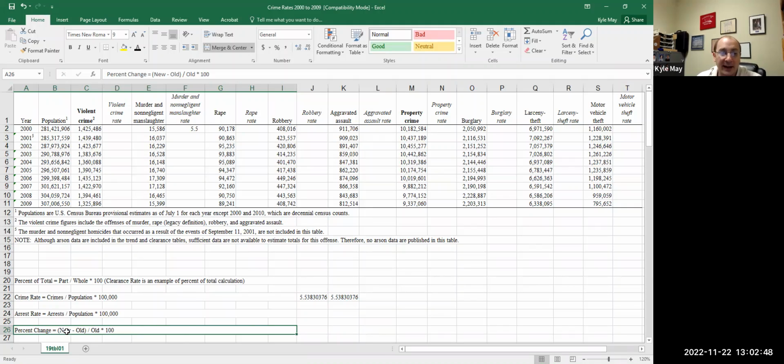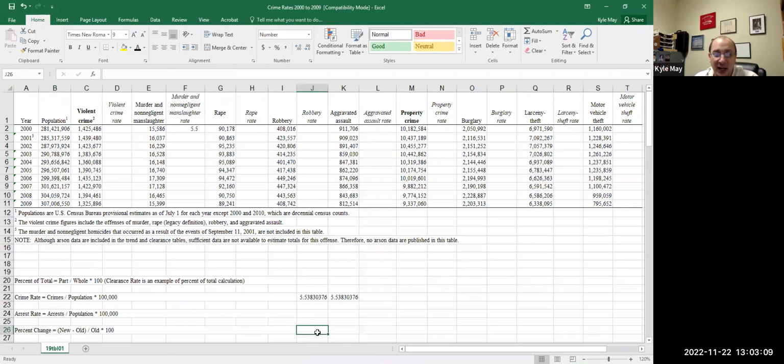So what we're looking at with percent change is the comparison of one number to a previous year. So if I want to look at what percentage the population grew from 2000 to 2009, or from 2008 to 2009, I want to know what the percentage change is, not just what the total number change is, but what percentage change.